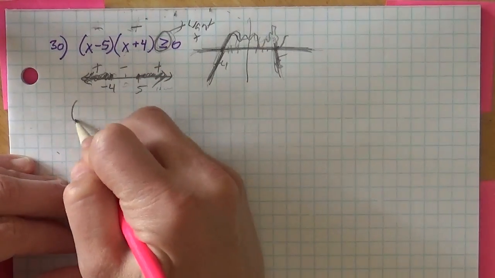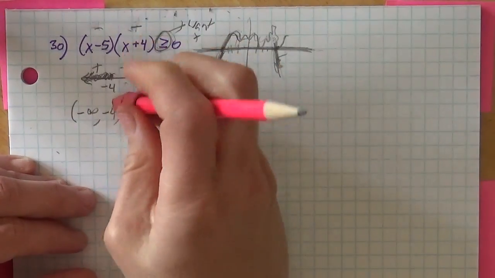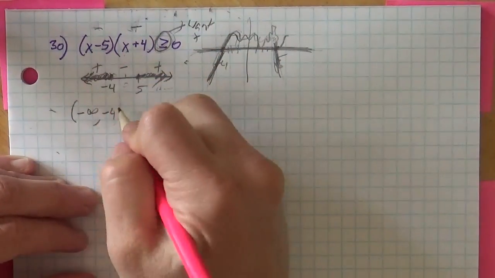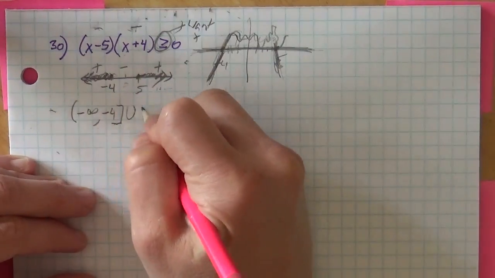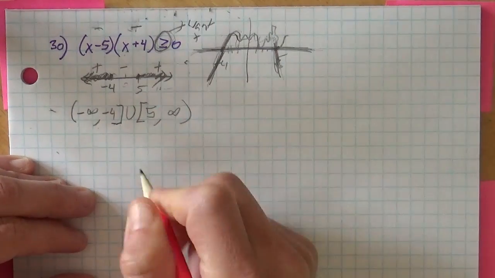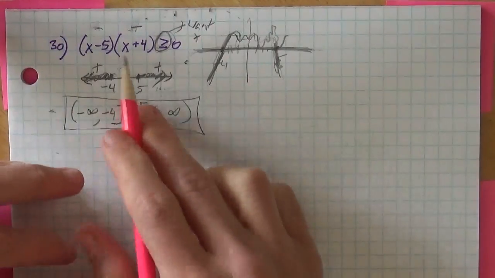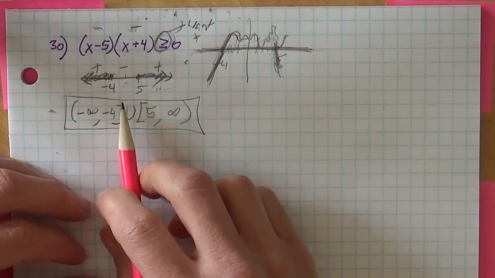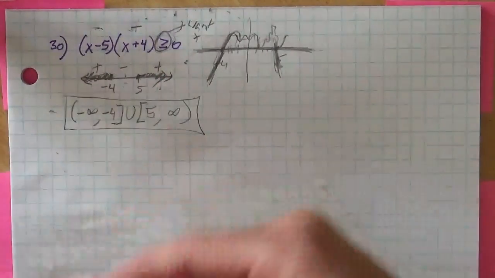And I'm going to write my answer, negative infinity to negative 4. And then I can include the negative 4, so I'll make that a bracket. So I'll take all x's between negative infinity and negative 4 and unite those with all x's from 5, including 5, all the way to infinity. And that's how I'm going to describe my answer. Those describe the x's that'll make this work. Phew.